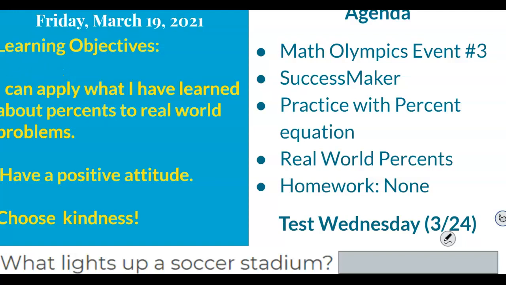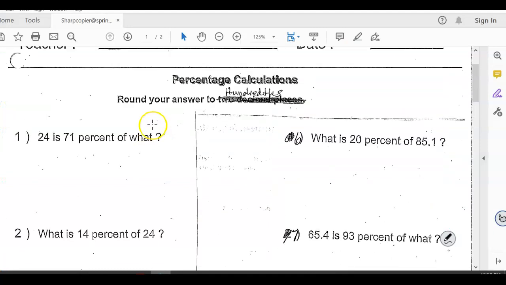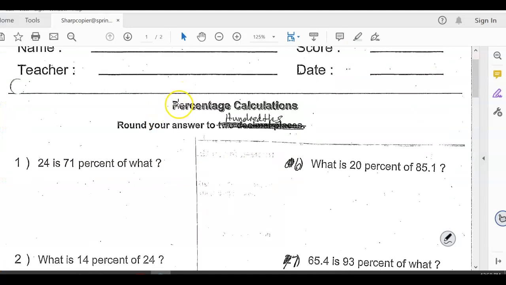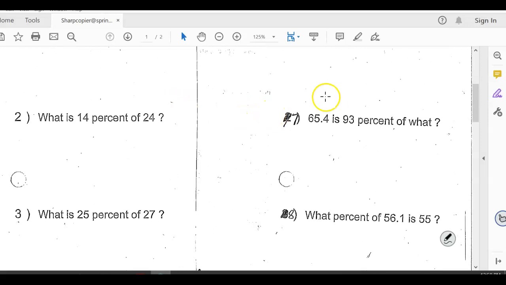I really appreciate it. Okay, we're going to go ahead and look at the paper that says percent calculations. I want you and your neighbor to answer questions 7 and 8 together. Questions 7 and 8. All right, we are on the percent calculations page here. We are going to go over questions number 7 and 8.